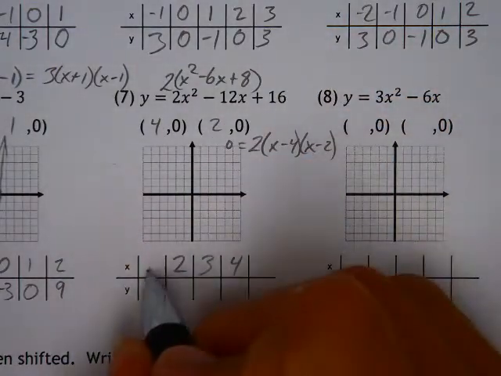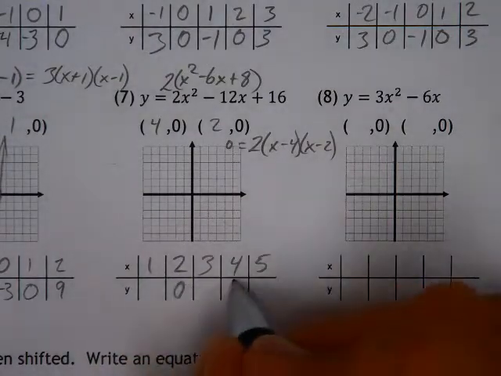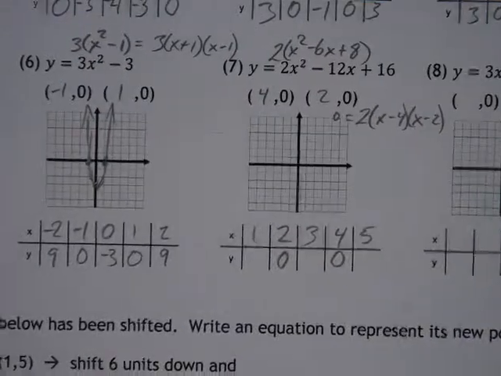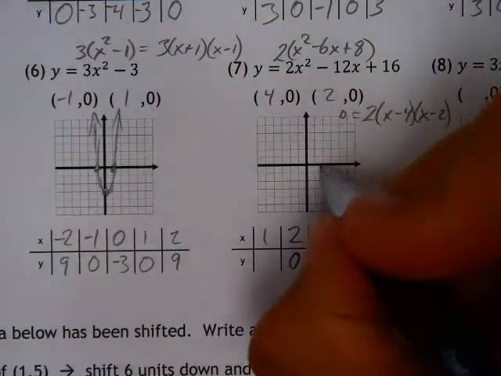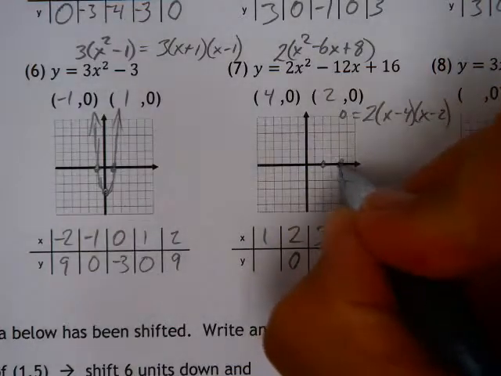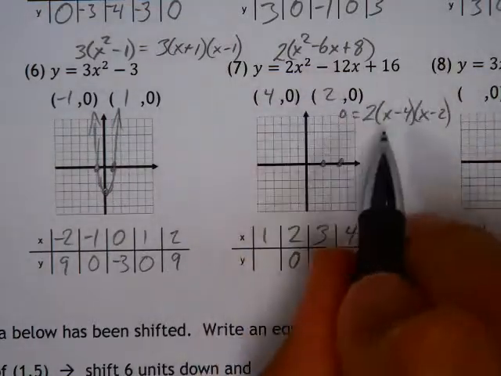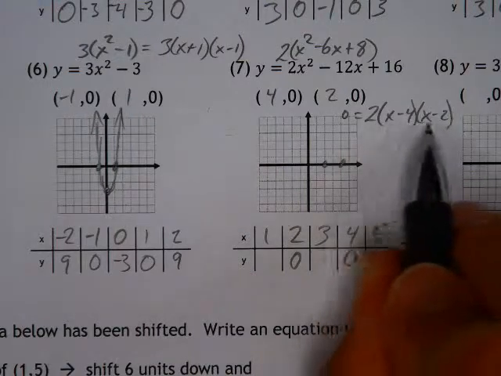3 is in the middle. 1 and 5 are on the outskirts. You know that these are your roots, so your y's are 0. And then you can plug in 3. Or you can do the stair-step approach. There's your 2, there's your 4. The number right in between is what you plug in. Now you got a bunch of different places to plug it in. But if you plug in 3 here and here, it's going to be easier.